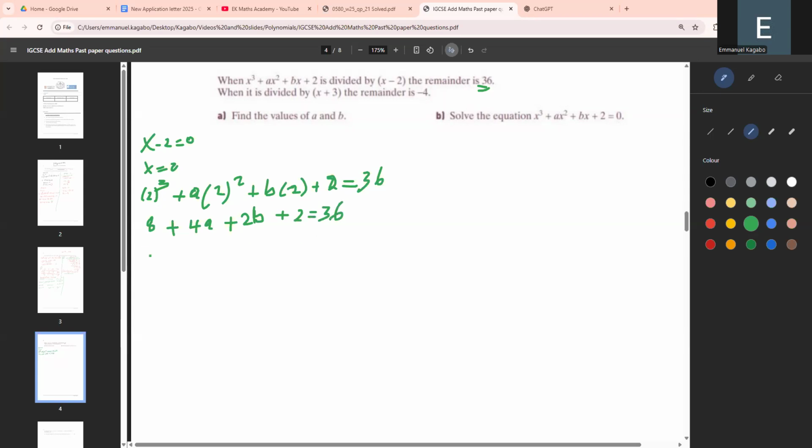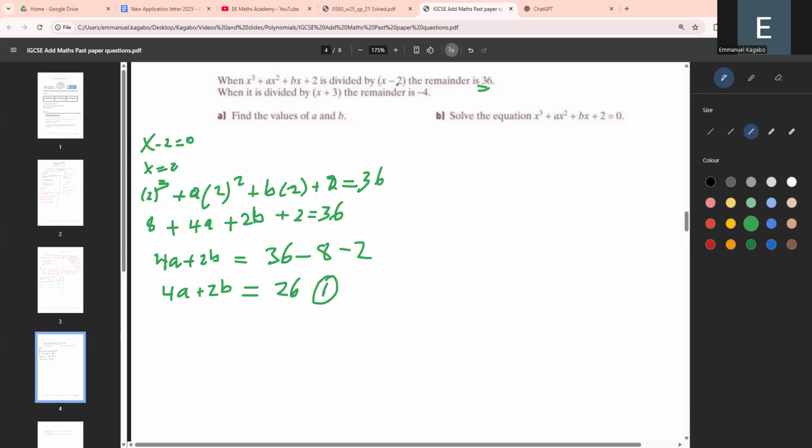Okay. Now the next step here, I need to collect like terms. So this is the 4a plus 2b. I'm collecting like terms and I take them to the other side of equal sign. 36 minus 8, then minus 2. Okay? So what am I going to get? I'm going to get 4a plus 2b equals to, this is the 36 minus 8, that is 28, minus 2, that is 26. Pass simultaneous equation, okay?